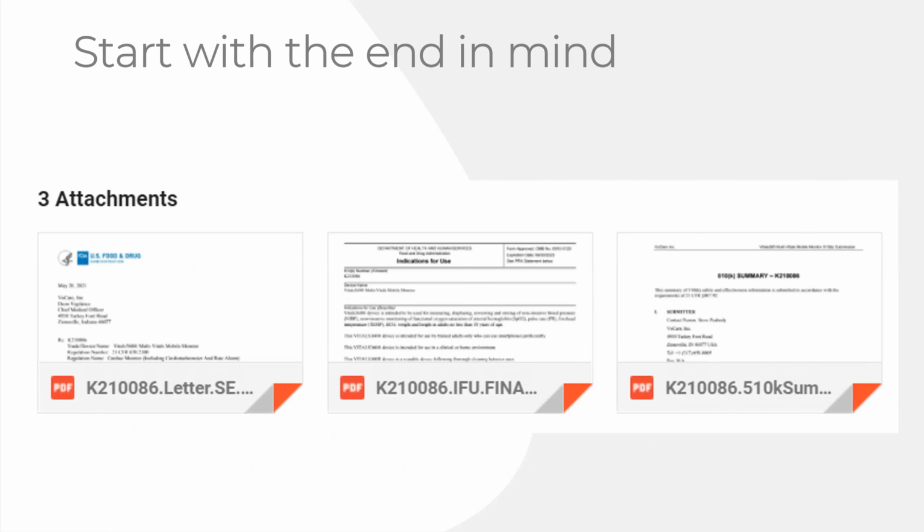At the very end of the process, when the 510K is cleared, you're going to get these 3 letters. A substantial equivalence letter. It's a form letter that has your company contact information and a couple of details about the device, like the name of it and the regulation. It indicates here's when you submitted it, and now it's cleared. The indications for use form, form 3881, and finally the 510K summary.